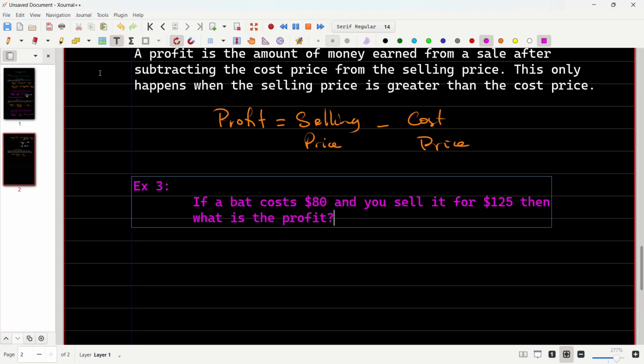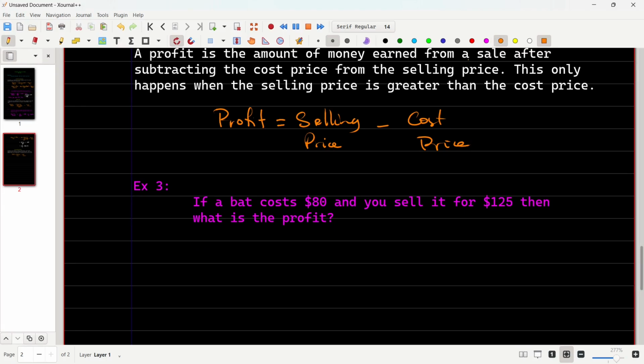Well, your profit, write that there. So your profit is going to be equal to your selling price that we already know. So the selling price in this case would be 125. So 125 minus your cost, which is $80. And you can see the profit that you're going to get is $45. All right, so you get a profit of $45.